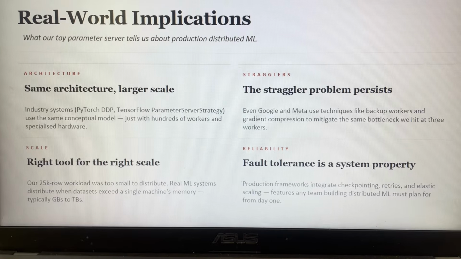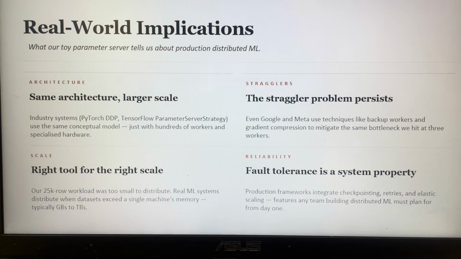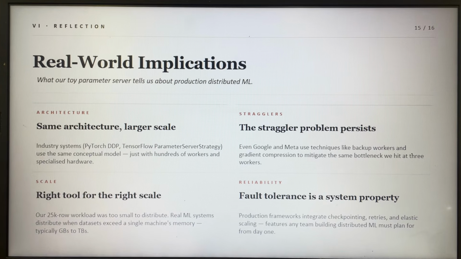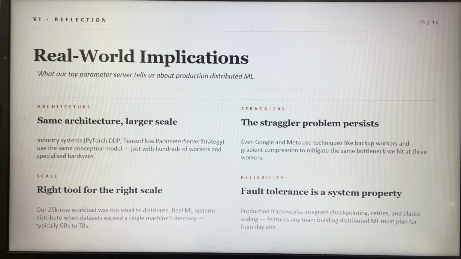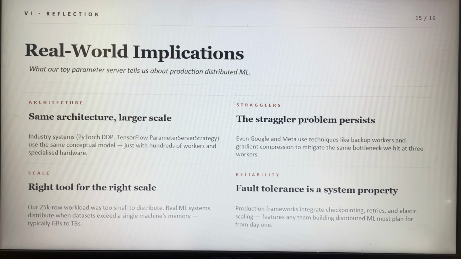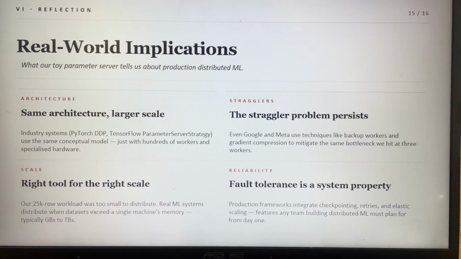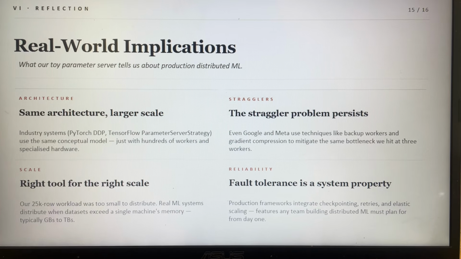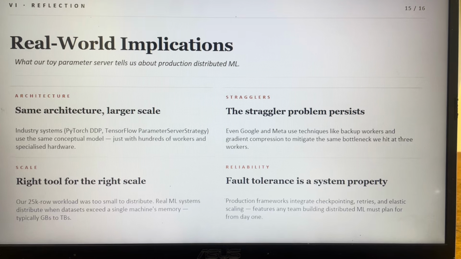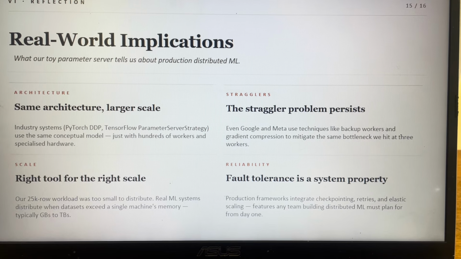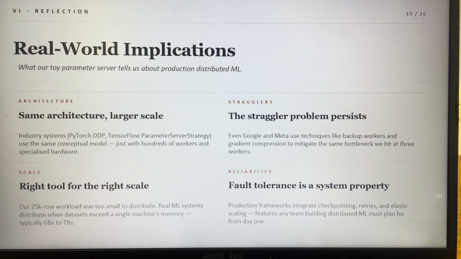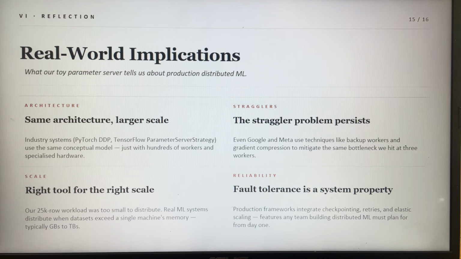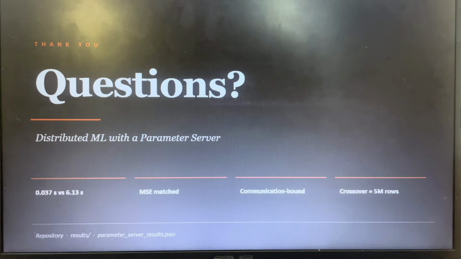Again, on scale, it is about the right tool for the right scale. Our 25K row workload was too small to distribute. Real ML systems distribute when the dataset exceeds a single machine's memory, typically gigabytes to terabytes. And also reliability: fault tolerance is a system property. Production frameworks integrate checkpoints, retries, and elastic scaling, features any team building distributed machine learning must plan for from day one. So this is all we got, and these were our findings.